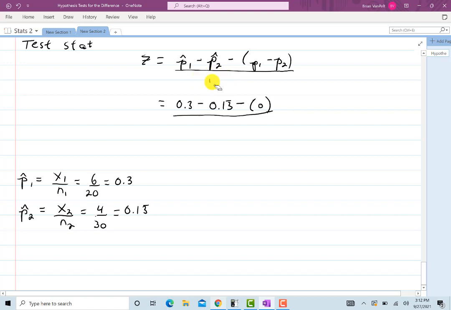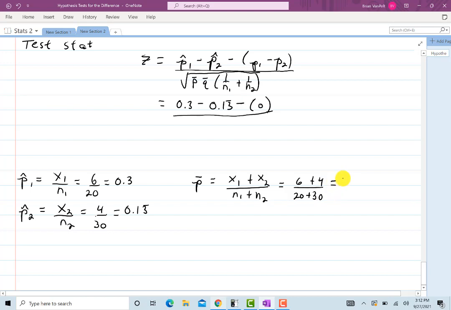I don't know what I put that for. It looks like this: P bar Q bar times 1 over N1 plus 1 over N2. The P bar and Q bar have to be calculated. So the P bar will equal X1 plus X2 over N1 plus N2. So we have 6 plus 4 over 20 plus 30, 10 over 50. That'll equal 0.2. It's best to work in decimals for this.